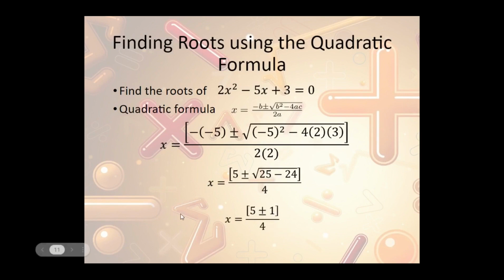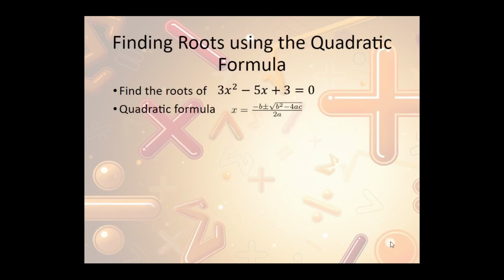So now we're going to go ahead and solve this. 5 plus 1, which is 6, over 4. 6 over 4 is equal to 3 halves. And then we do it again: 5 minus 1 is 4 over 4, which is equal to 1. So our roots for this one would be 3 halves and 1.